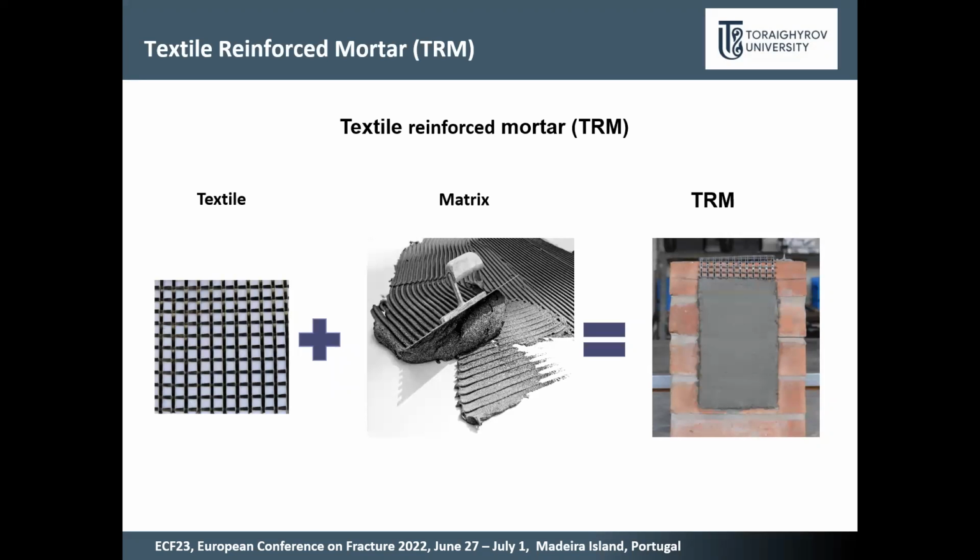Just before we start, I want to explain what textile mortar is. In common, it is comprised of textile material. It could be basalt, carbon, or glass, etc., embedded in a mortar matrix. This technique is successfully used for strengthening reinforced concrete and masonry structures.